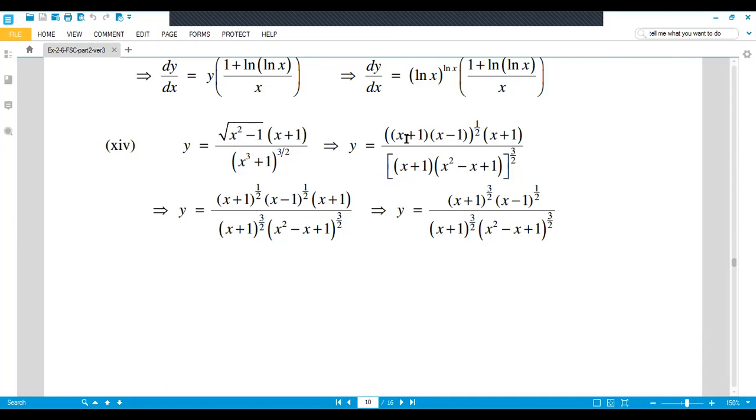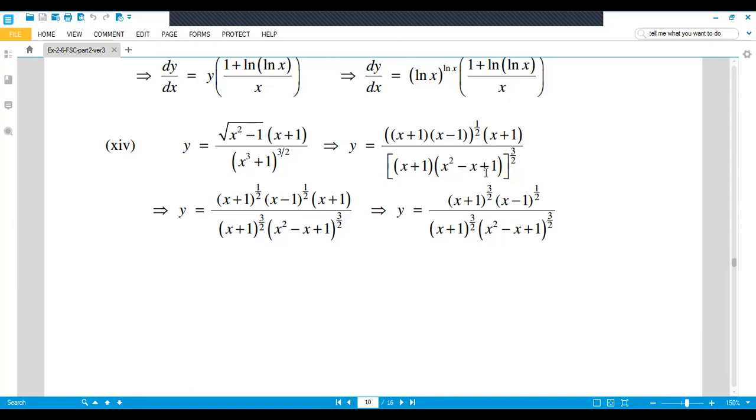So we apply the formula: x plus 1 into x minus 1, having power square root, so we write it as 1 over 2, and this x plus 1. And here x cube plus 1. So we apply the cube formula. You know that a cube plus b cube is a plus b into a square minus ab plus b square. So with that formula we open it: x cube plus 1 cube is x plus 1 into x square minus x plus 1.